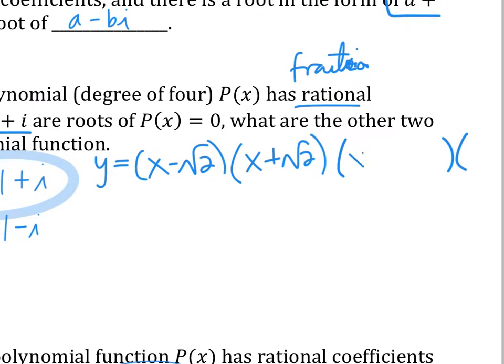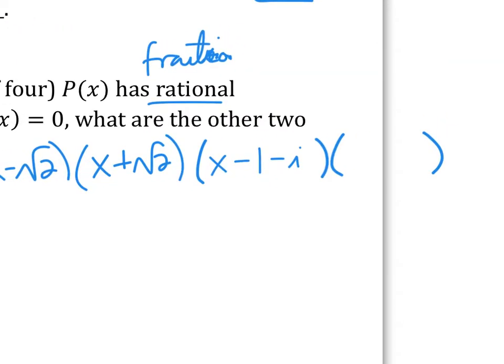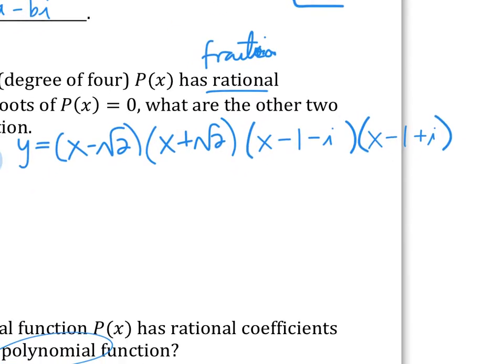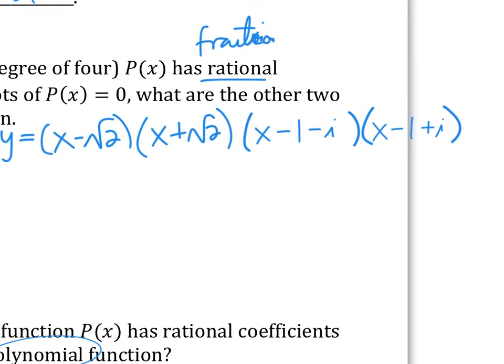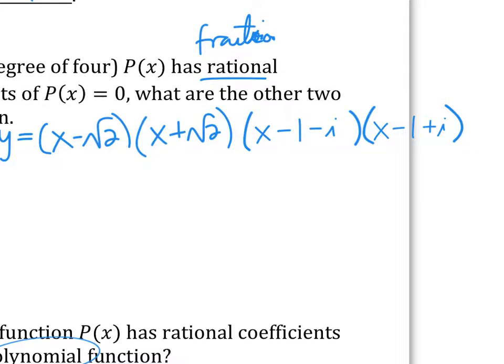x minus 1 minus i. Good. Okay, if the root is 1 plus i, 1 minus i, then the factored form is? x minus 1 plus i. Good. Okay, now we need to multiply these 4 factors together, and it's going to be horrible. So I'm going to show you a shortcut. Or actually, before I show you a shortcut, I'm going to tell you what to do.